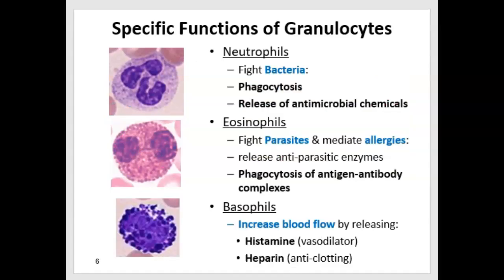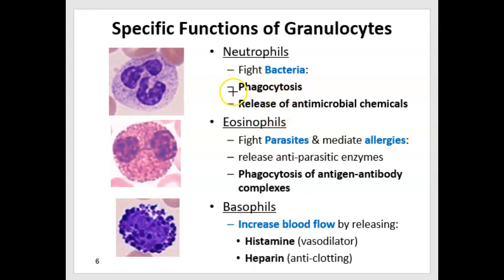Okay, let's look at the different types of granulocytes and what kind of protection they afford us. I'll start with neutrophils because they're the most common. They have a lobed nucleus, meaning it is all one nucleus, but you see enlarged regions and then narrow regions. So we call that lobed. And they fight bacteria predominantly.